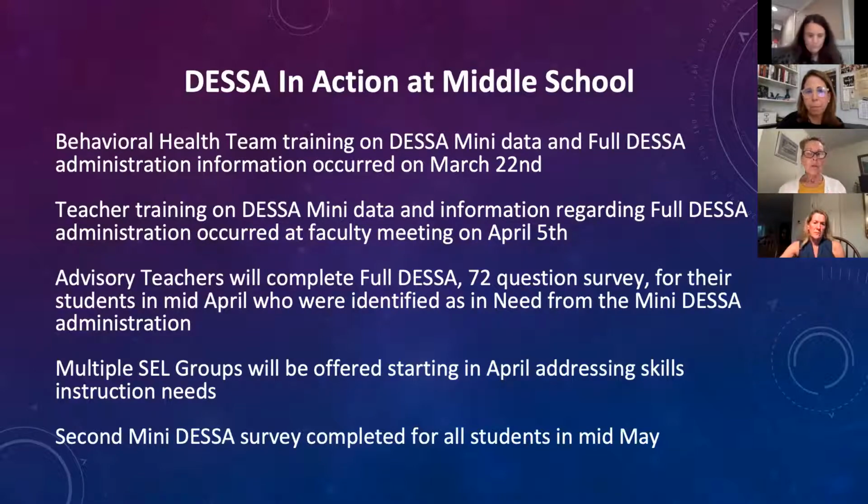And those are going to be completed for children who on that small survey show that they fell in the need group. The middle school will be starting social emotional learning groups that will address the skill sets that we've seen within our students that we would like to provide some additional strengths and instruction. There'll be a second mini DESSA survey completed by the advisory teachers in mid-May. We want to see whether the children we've provided some instruction to have been able to show some growth in the social emotional learning skills.